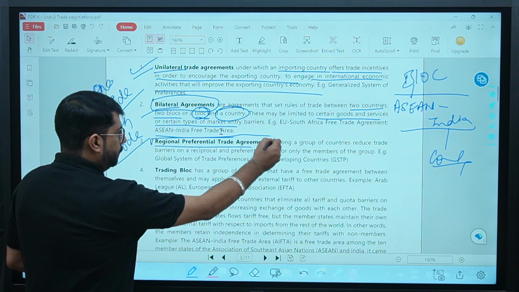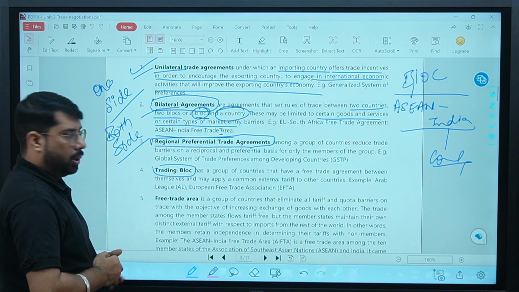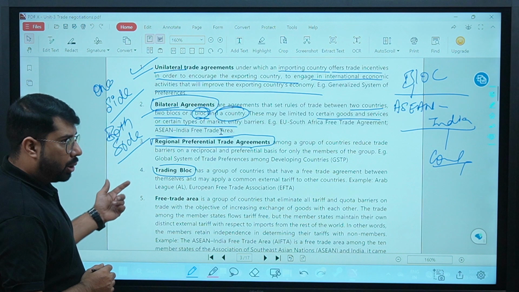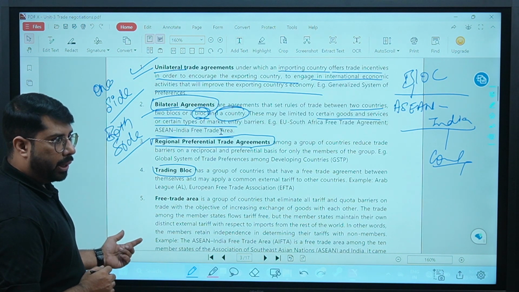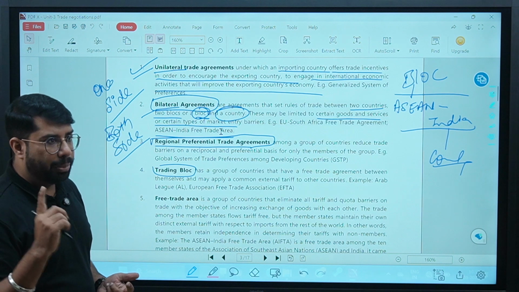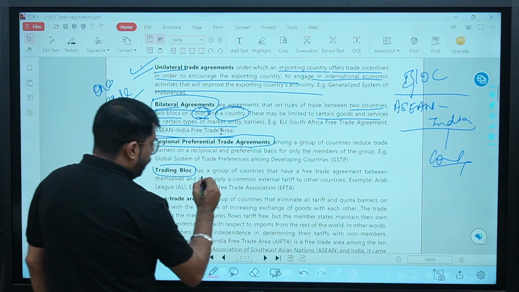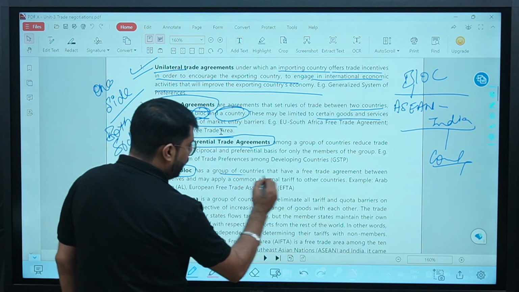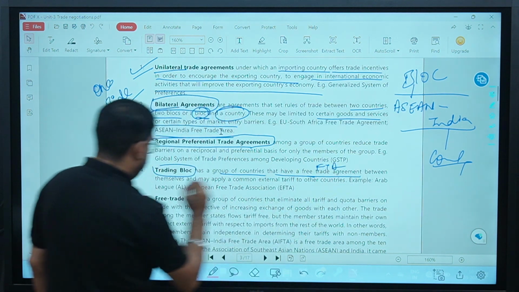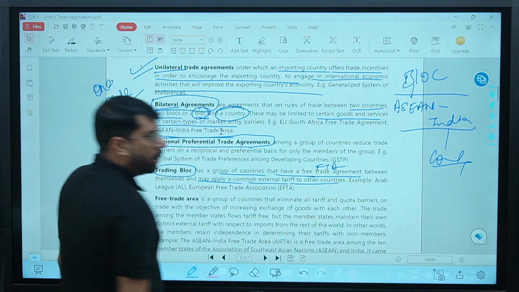RTA done. Correct. Moving on to trading block. What is a trading block? Just now we were discussing it. Look at the screen, please. Trading block, free trade area, common market, customs union. These four RTAs are very important, so please pay attention here, everyone. A trading block is a group of countries that have a free trade agreement, FTA, between themselves and may apply a common external tariff to the other countries.